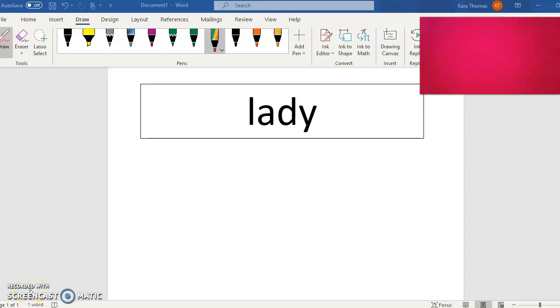Hi, first graders. Today we're going to practice finding syllables in words. If you look at this word that I have written on our board over here, the word is lady. When I say that word lady, I hear two syllables. Now you say it.